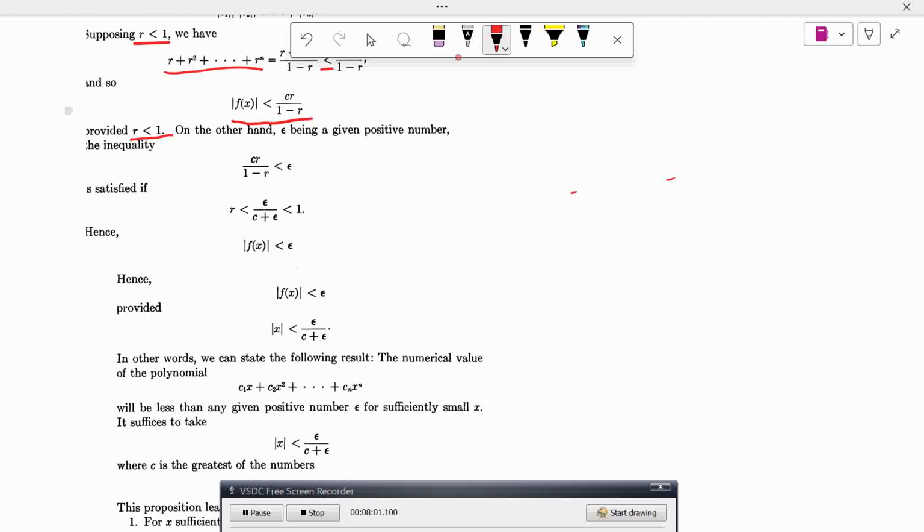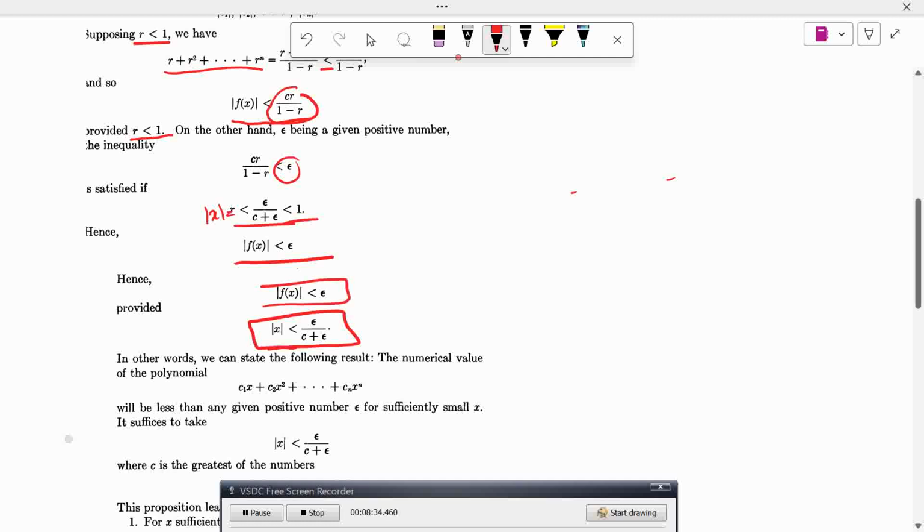Okay, so we will get this is less than 1. And clearly this is less than epsilon, so the modulus of f of x is less than epsilon. And from here, mod x is less than epsilon by C plus epsilon. What does this imply? When mod of x is very small, the value of f of x is also small.